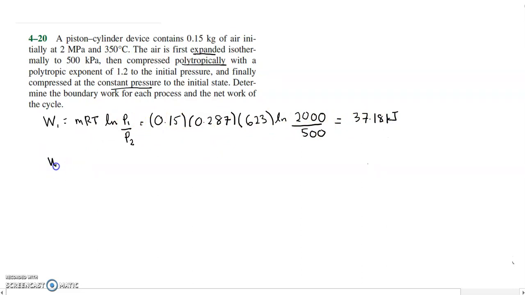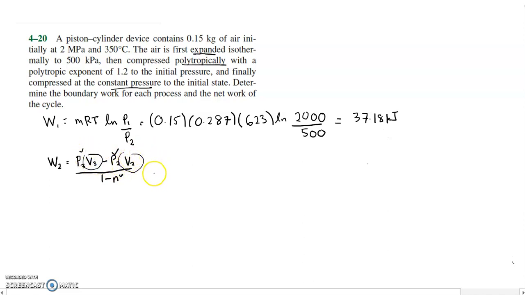Second part, polytropic. The formula for polytropic is W2 = (P3V3 minus P2V2) over (1 minus n). Okay, we know P3, we know P2, we know n. Right? We have to calculate V2 and V3.